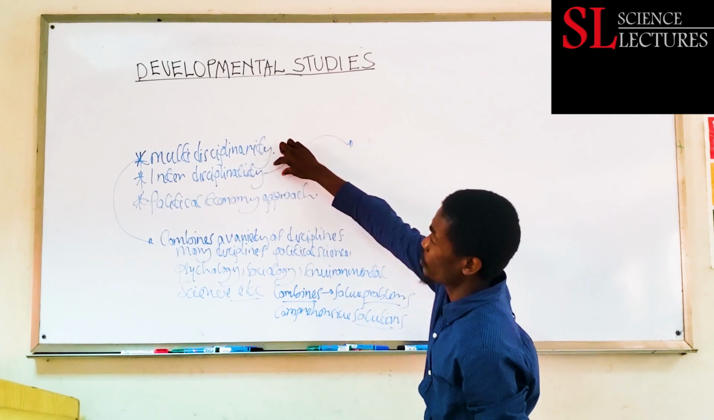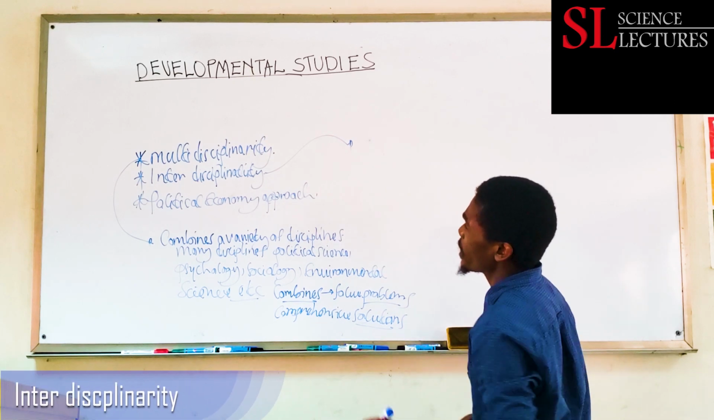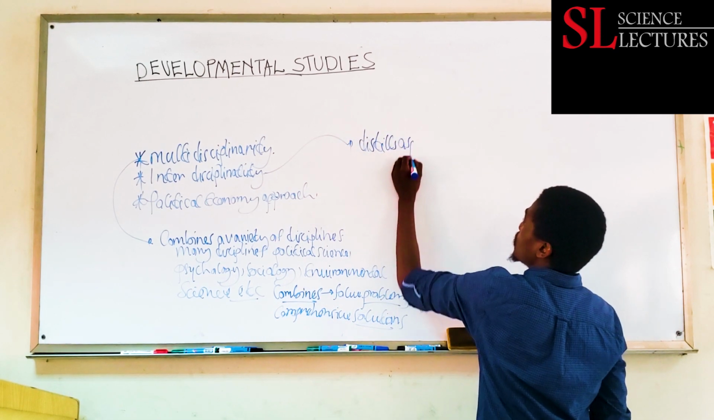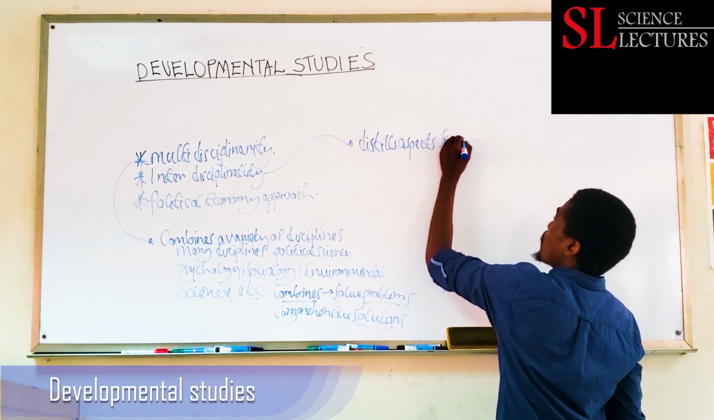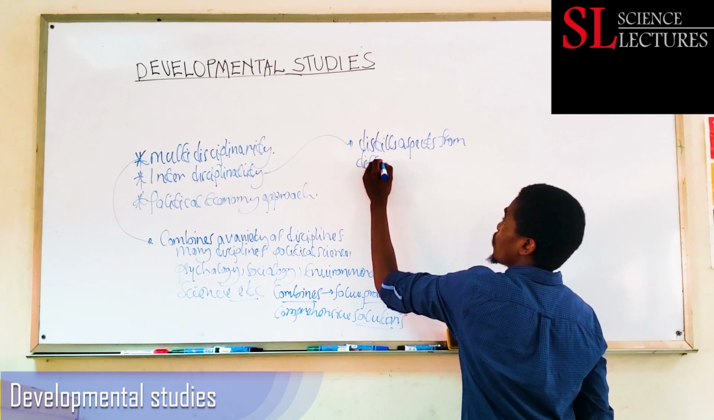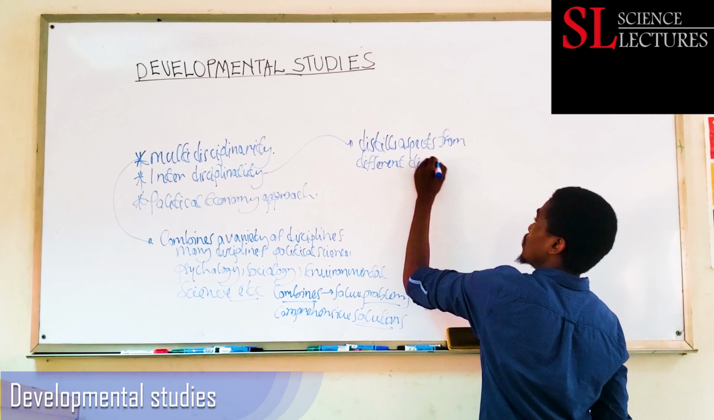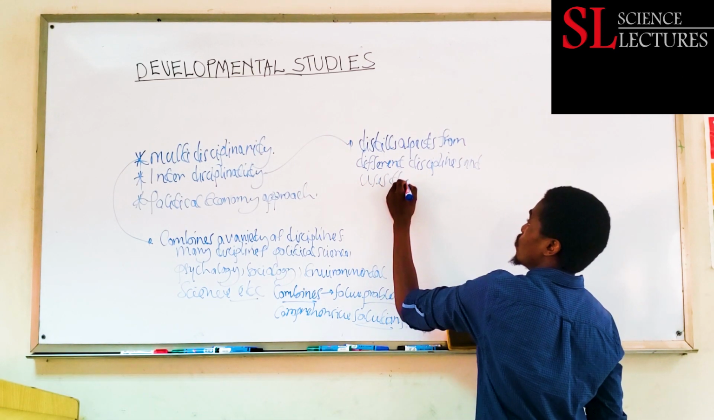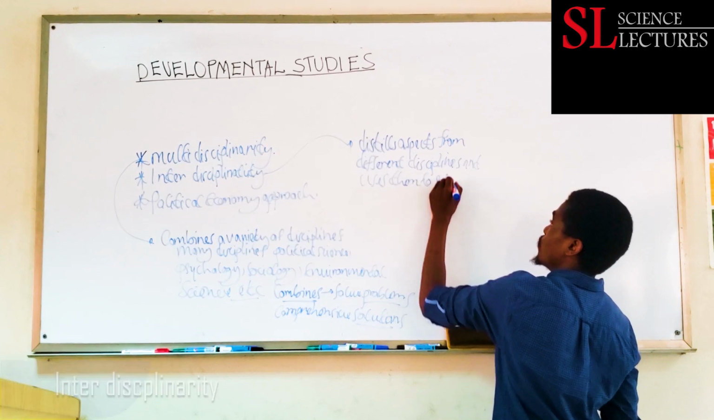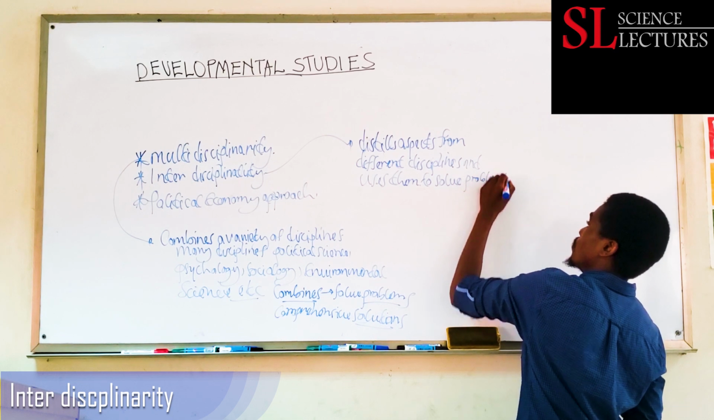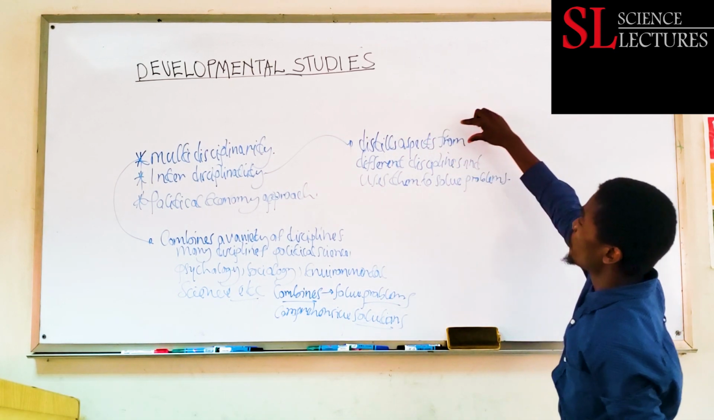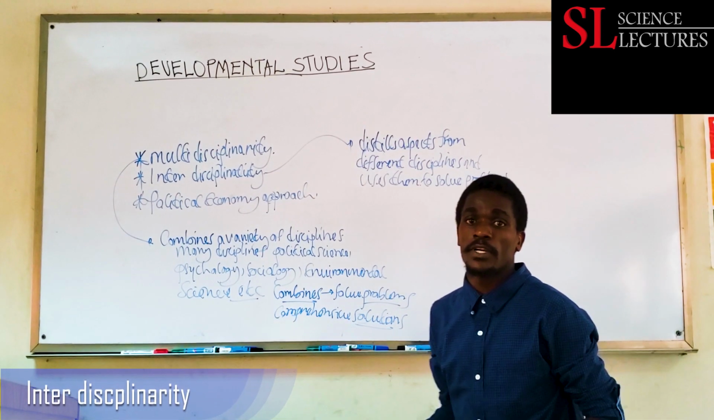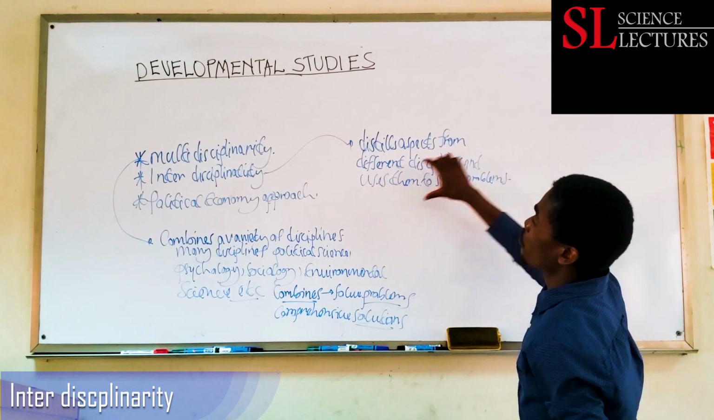Then we have another one which is referred to as interdisciplinarity. Interdisciplinarity simply means that developmental studies distills aspects from different disciplines and uses them to solve problems. So in interdisciplinarity, we are distilling knowledge, distilling aspects from different disciplines, and using those aspects to solve problems that are affecting the continent or the society. That is what we refer to as interdisciplinarity.